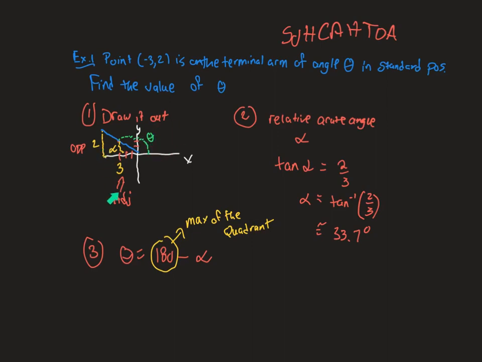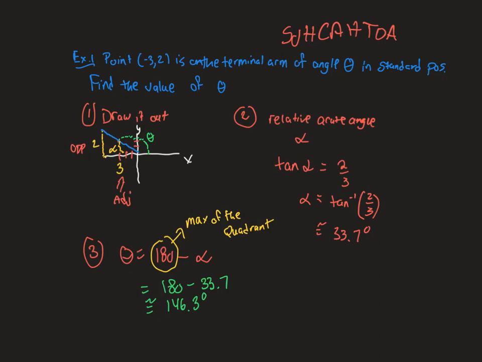Okay, so it's in quadrant 2, so we're using 180. Alright, so I know that it's 180 minus 33.7, which should give me a final answer of about, again, we're using about because we rounded initially, 146.3 degrees. So that is my theta.